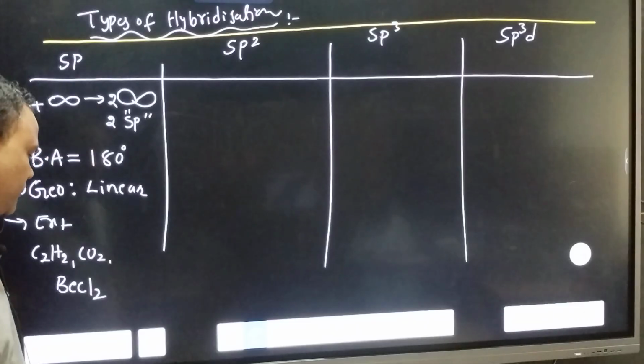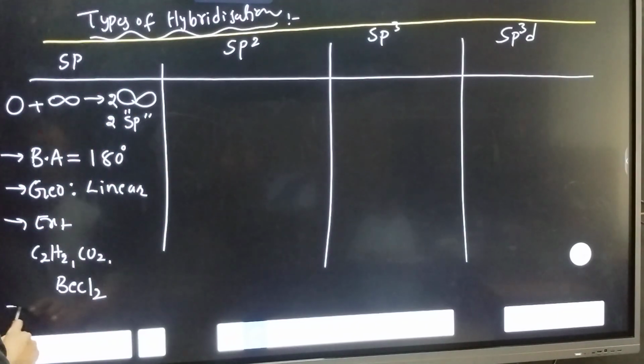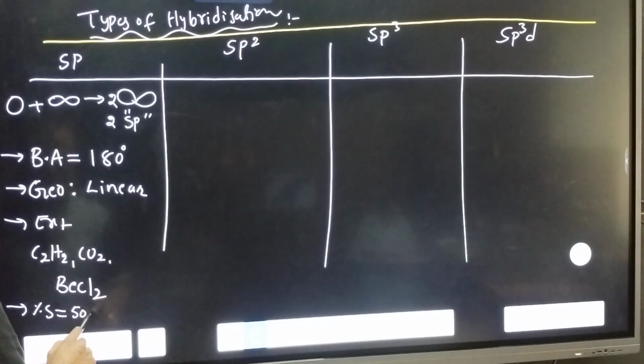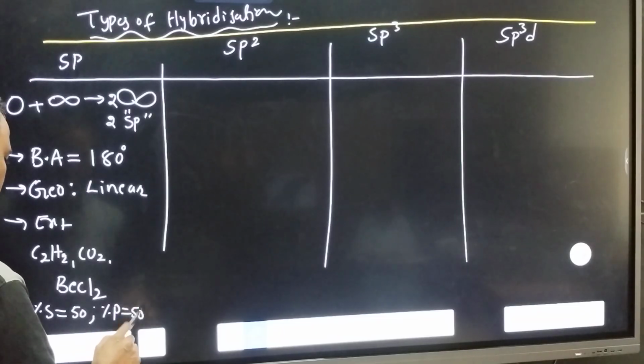Percentage of S character and P character. What is the percentage of S character? Percentage of S character, 50%. Percentage of P character, 50%.